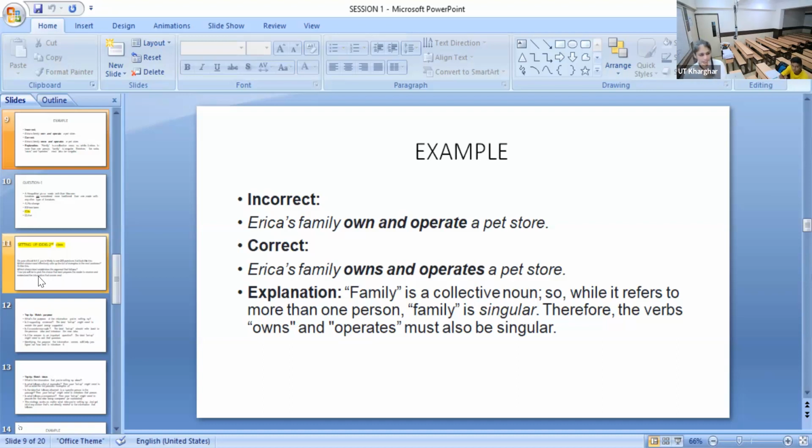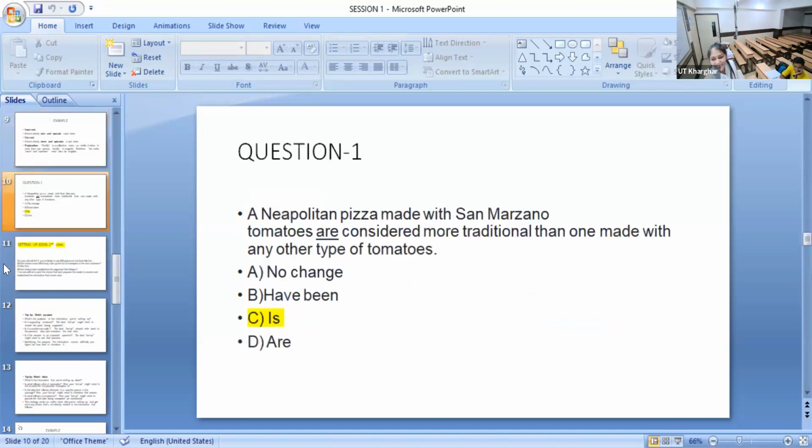Finished, Erika? Saina, sorry. Okay. So Saina, this is your first question. So you can see, read. Adi, will you read?